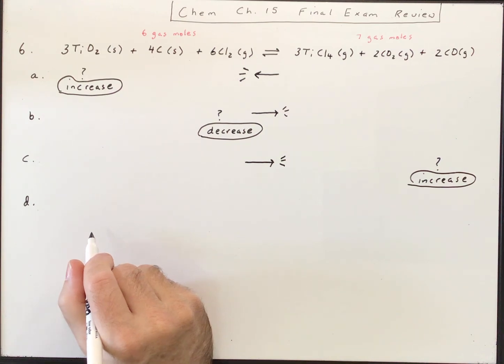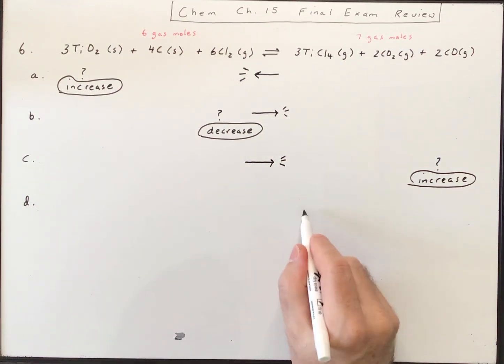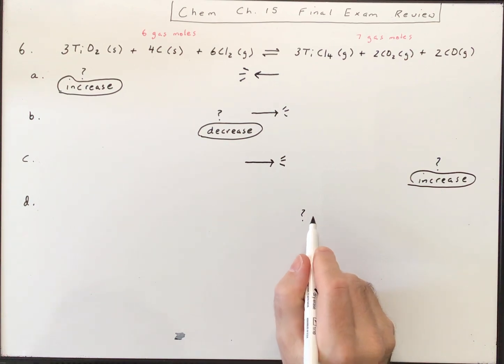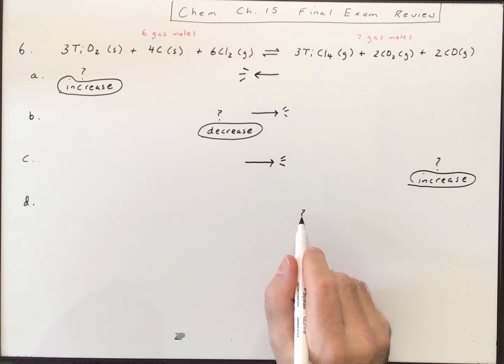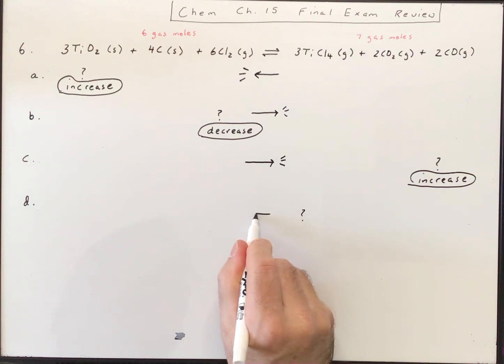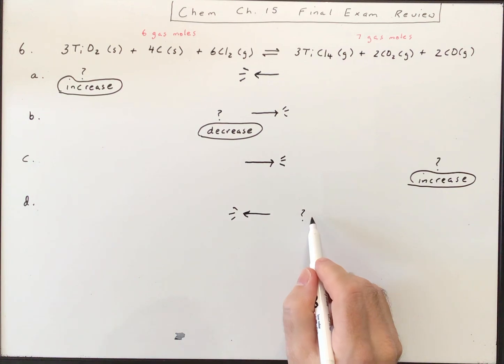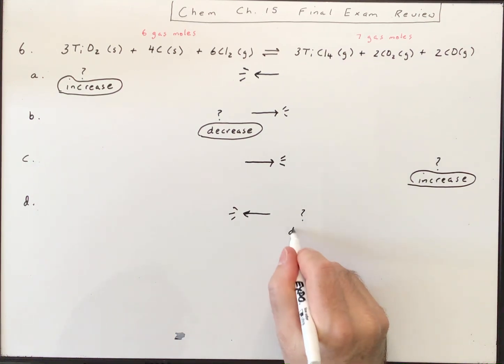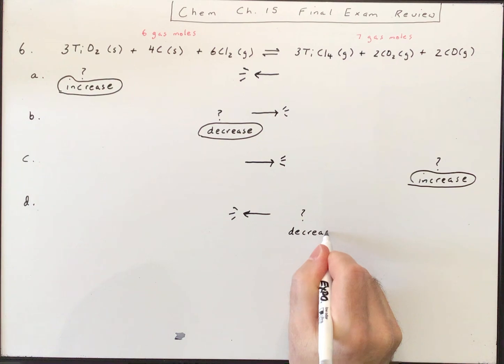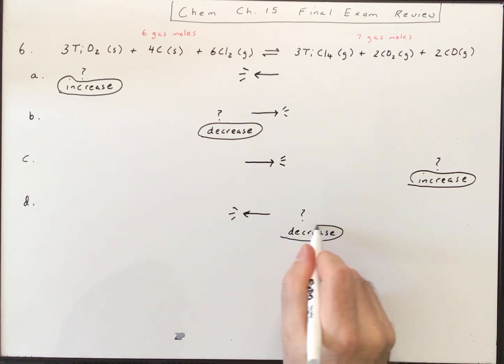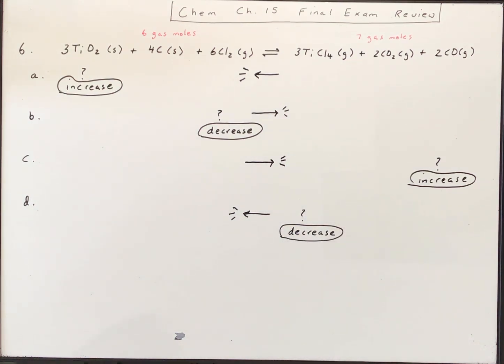And then D, what will happen to the amount of TiCl4 if the pressure is raised? So if the pressure is raised, the reaction will shift away from the side with the most gas moles. Reactants will be filled, products will be drained, so it will decrease. All right, so there you go on this one. So it's increase, decrease, increase, and decrease.